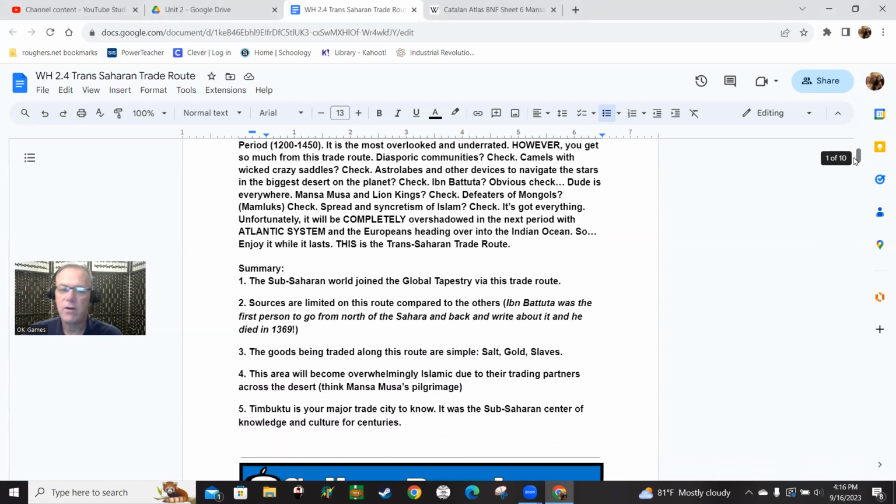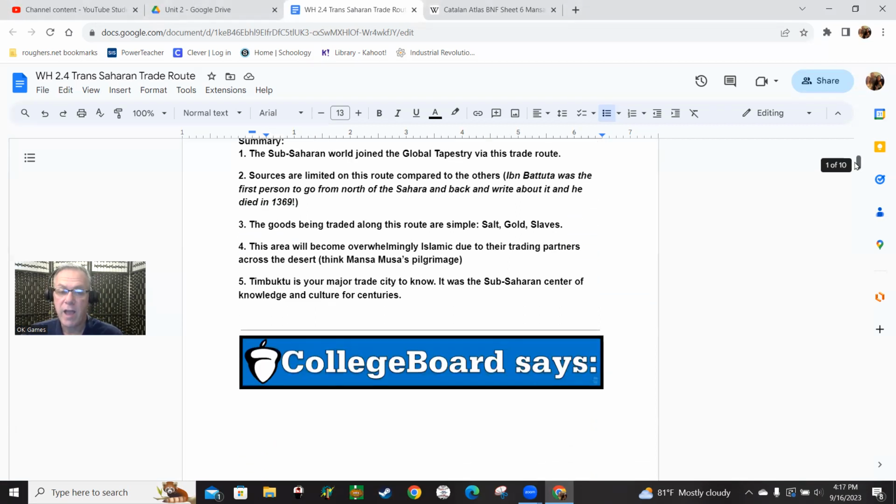Now, this is a tough, harsh route, man. You have long stretches of deserts, and you better know where that oasis is. So navigation is key. The goods that are being sold along this route are salt, gold, slaves, and copper, among other things. You're getting some trickle of these refined goods from the Silk Road. You're getting other things from the Indian Ocean trade route, but not much because they're being carried by camels. And the development of Islam in Saharan and sub-Saharan Africa is going to be a major thing.